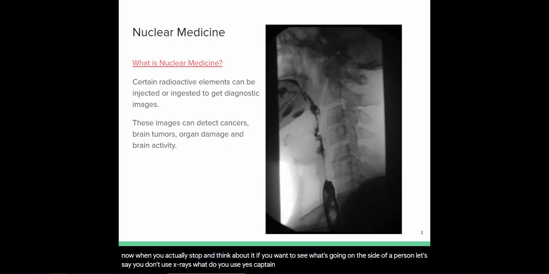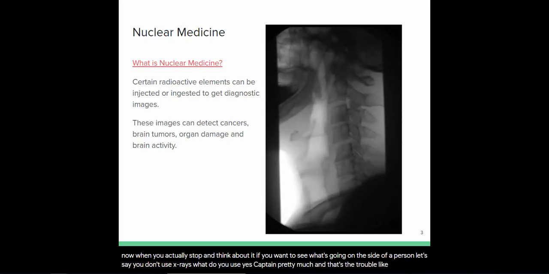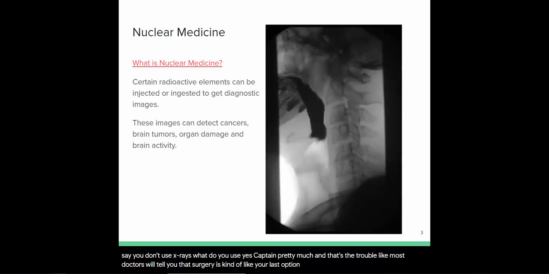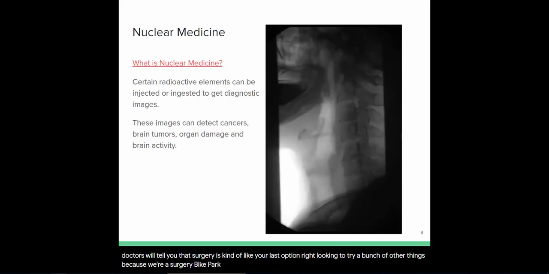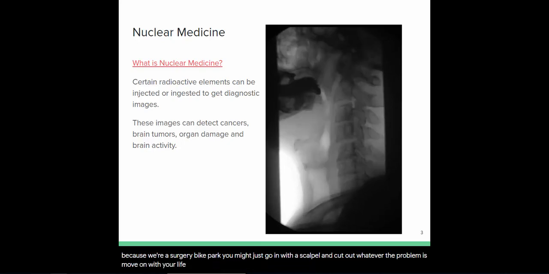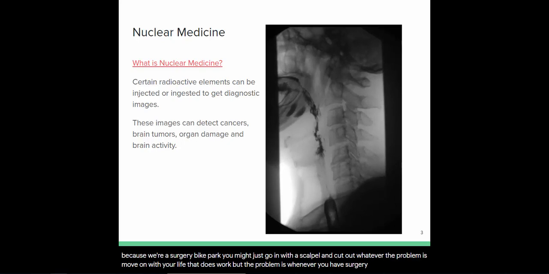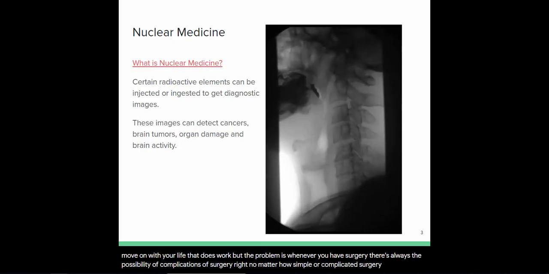Yes, pretty much. And that's the trouble. Most doctors will tell you that surgery is kind of your last option, right? They're going to try a bunch of other things because where a surgery might work, you might just go in with a scalpel, cut out whatever the problem is, and move on with your life. That does work. But the problem is whenever you have surgery, there's always the possibility of complications, no matter how simple or complicated the surgery is.